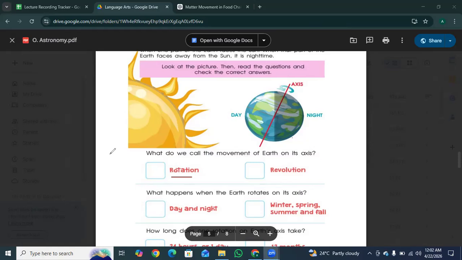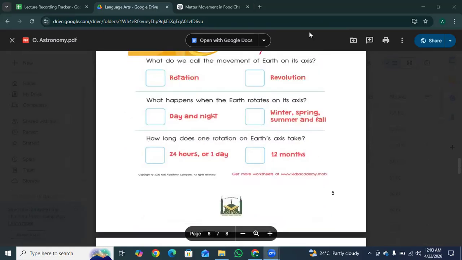The next question is, what happens when the Earth rotates on its axis? Yes, day and night. As Earth spins like a top, one side gets light from the sun, which is day, while the other side is in the dark, which is night.